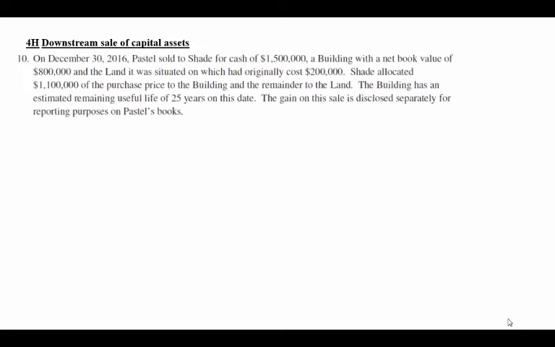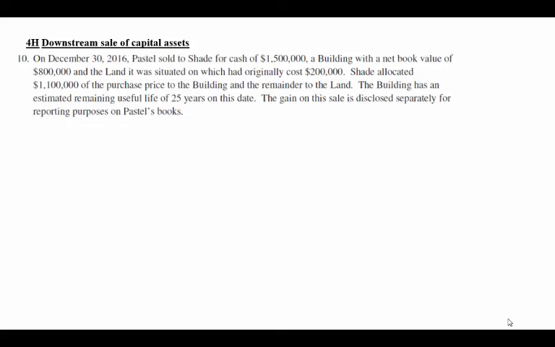Our final intercompany transaction we identified as 4H, a downstream sale of capital assets. The information given: on December 30th, 2016, Pastel sold to Shade for cash of $1.5 million a building with a net book value of $800,000 and the land it was situated on, which had original cost of $200,000.